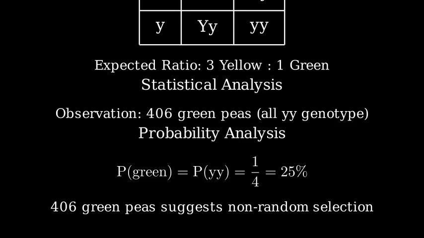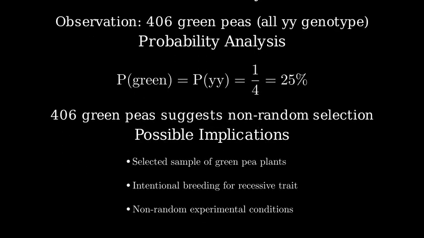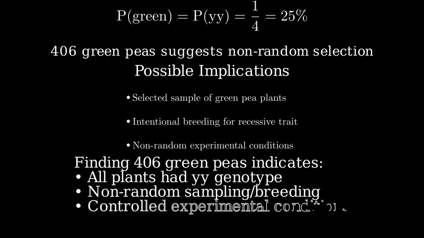This data suggests several possibilities. Either this was a selected sample of only green pea plants, or the plants were specifically bred to maintain the recessive trait. This kind of analysis helps us understand both genetics and experimental design. In conclusion, finding 406 green peas tells us a lot about both the genetics involved and the likely experimental conditions. This demonstrates how statistical analysis can help us understand genetic experiments.